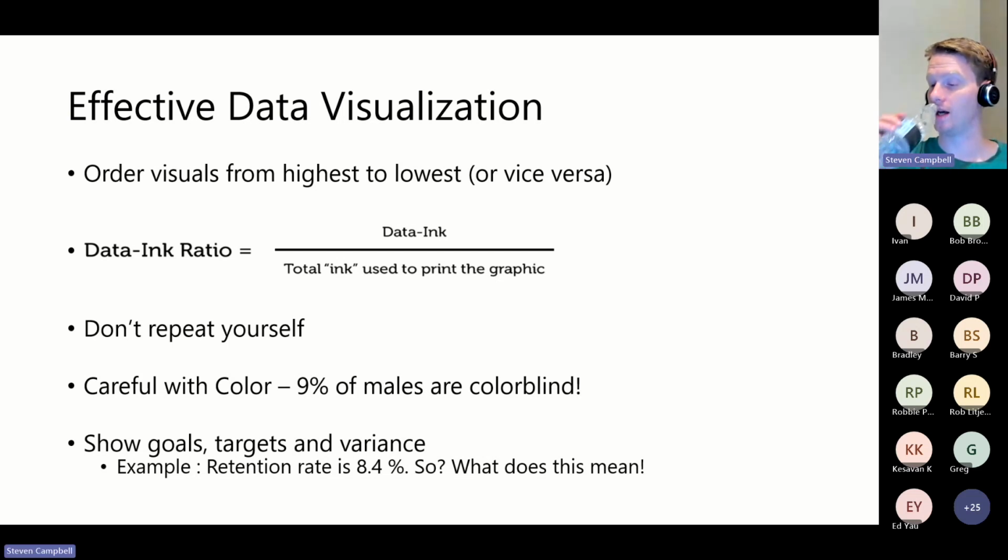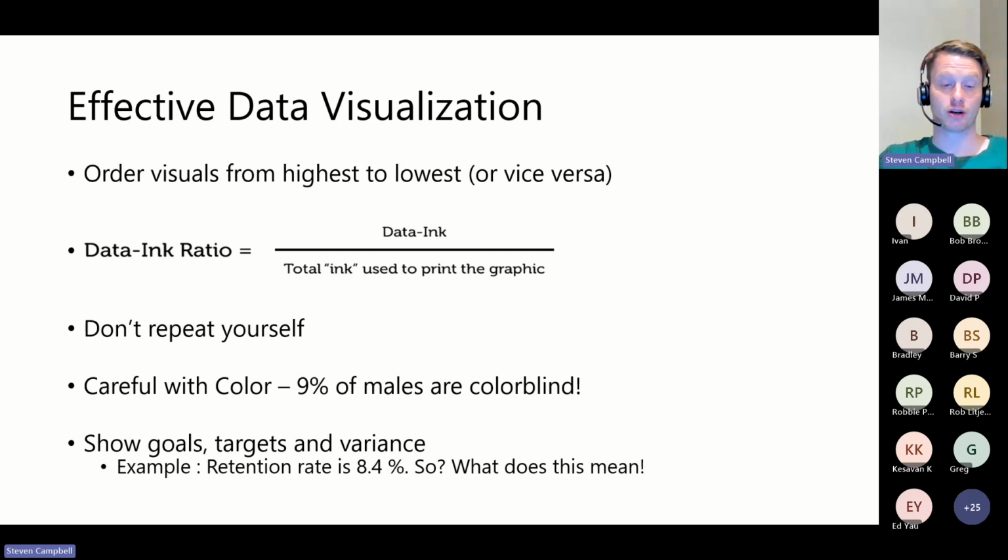Again, careful with color. It's estimated about 9% of males are colorblind. It's a lot more common in males. That means that generally certain color blindness, the big issue is they can have difficulty distinguishing between two different colors. So if you think that two of your colors, people might not be able to spot a difference and they might look like the same color to them, that makes any visuals like pie charts that rely on color very, very useless essentially.